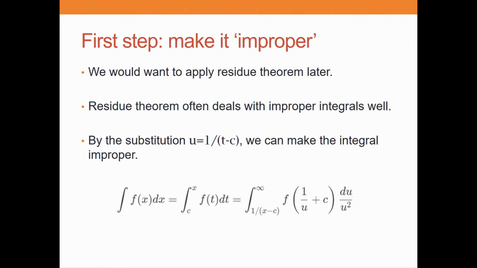So for the first step, we want to make it improper. We would like to apply residue theorem later, and residue theorem often deals well with improper integrals. So we will make the substitution u equal 1 over t minus c, and the first equality is due to the fundamental theorem of calculus, and the second equality is due to the transformation.